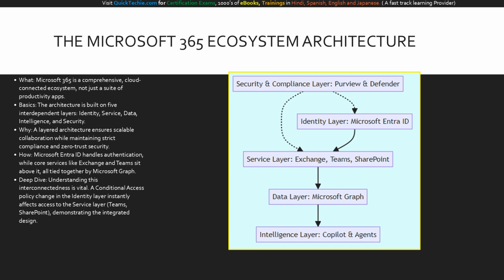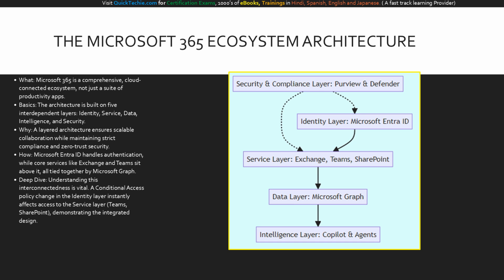Take a look at this architectural flow. At the very bottom, driving access, is the identity layer represented by Microsoft Entra ID. It flows directly into our service layer, the tools your users interact with daily, like Teams and Exchange. Notice how the service layer feeds into the data layer, Microsoft Graph. Graph is the connective tissue that maps out how data relates to users. That data then fuels the intelligence layer at the top, enabling AI like Copilot to function.